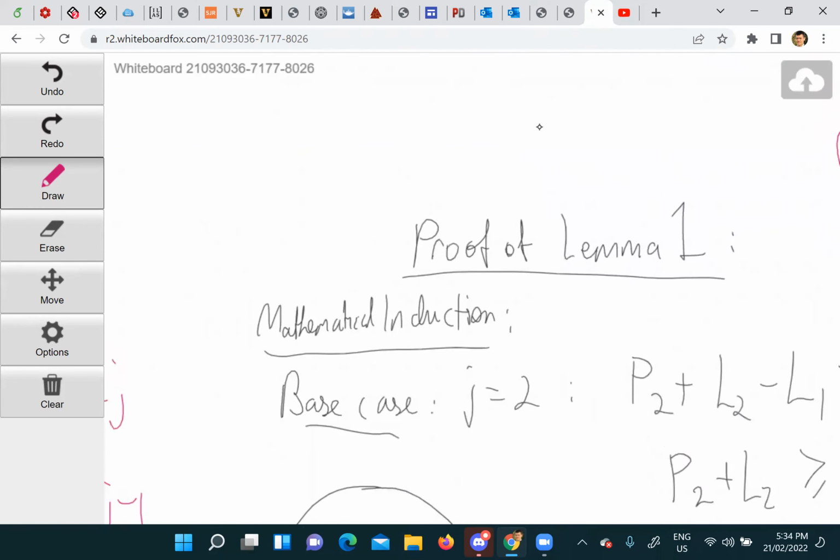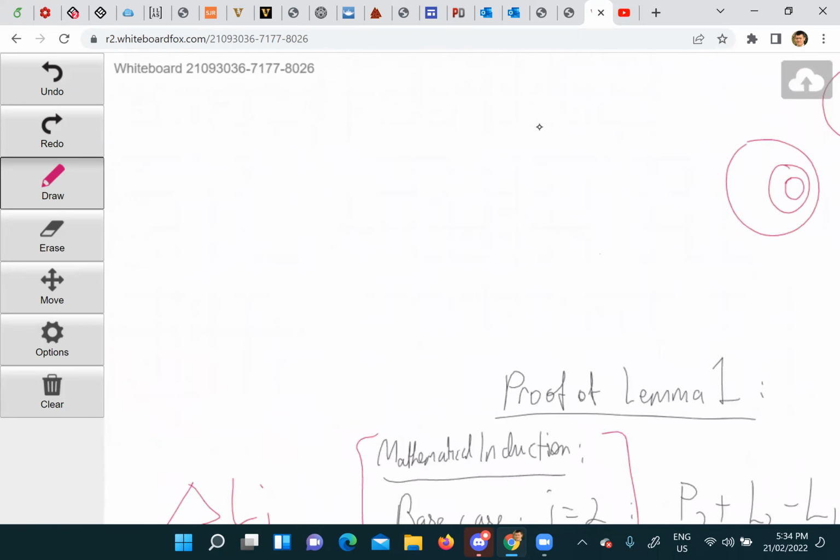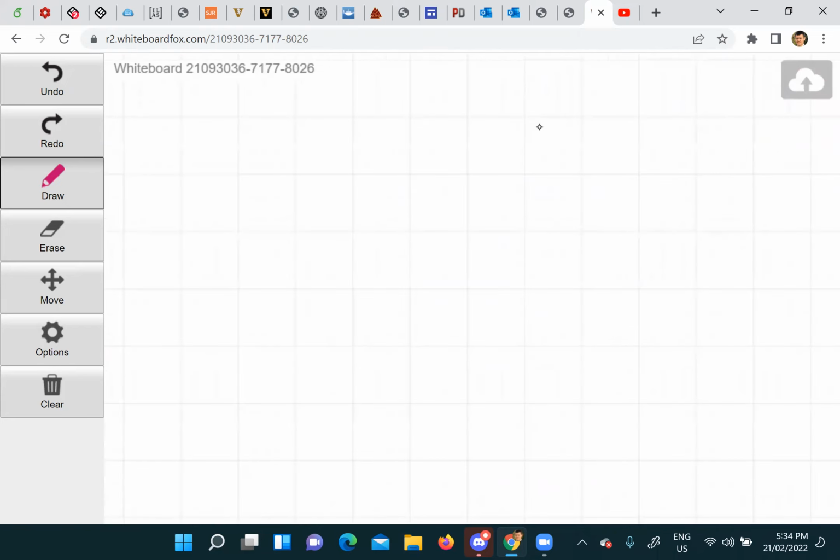Actually this lemma is not by mathematical induction. We save the induction for later. Can we use induction twice? So we're trying to show that Pj plus delta Lj is greater than or equal to 1.